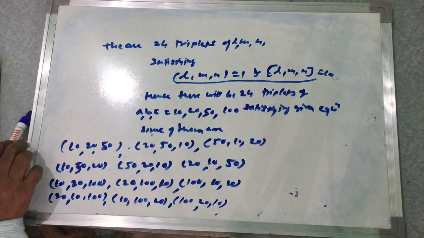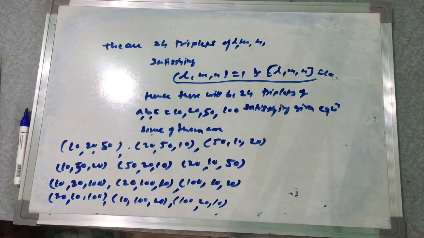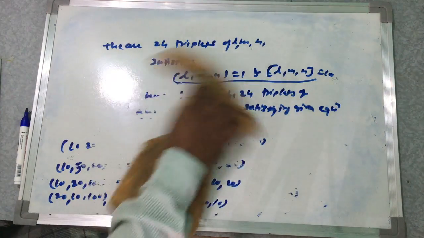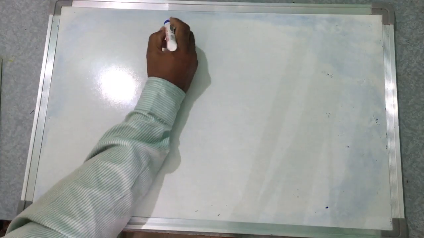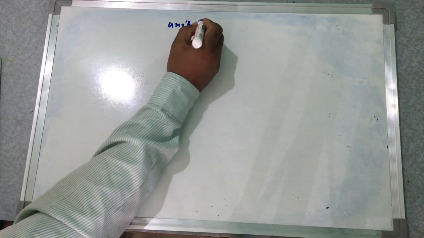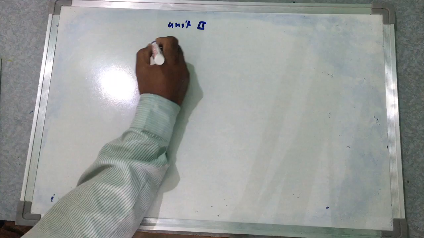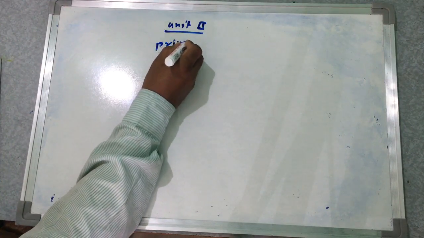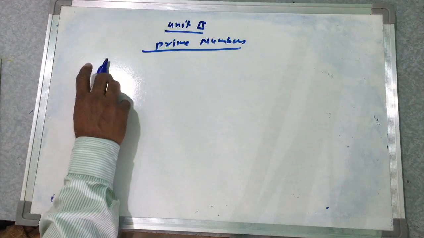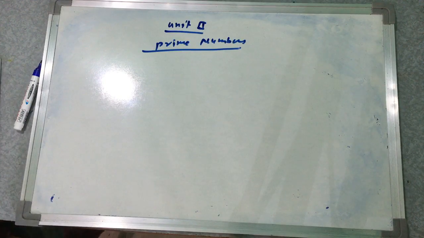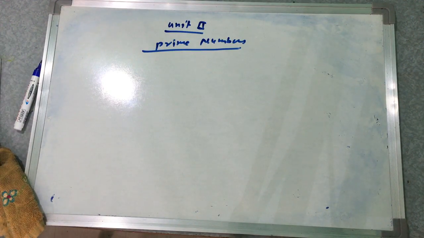So here the topic is completed, unit number 1, and we will start unit 2. Unit 2 is prime numbers.